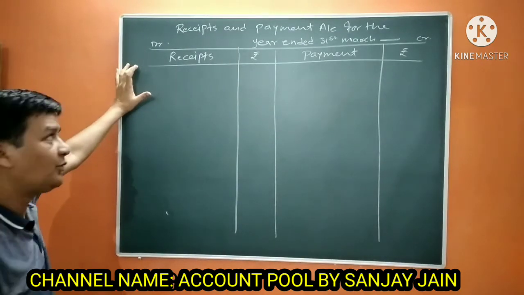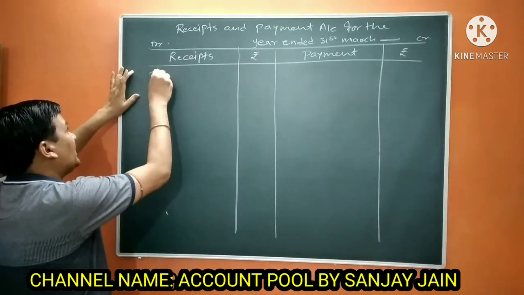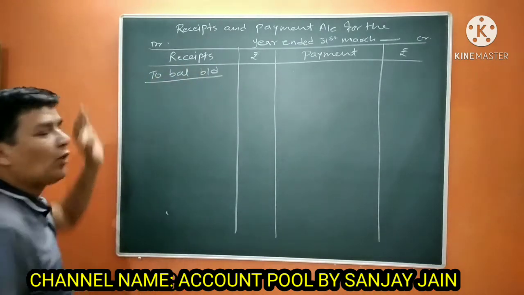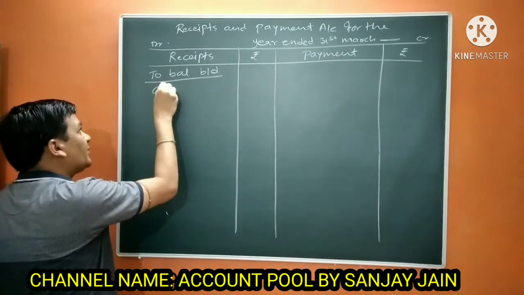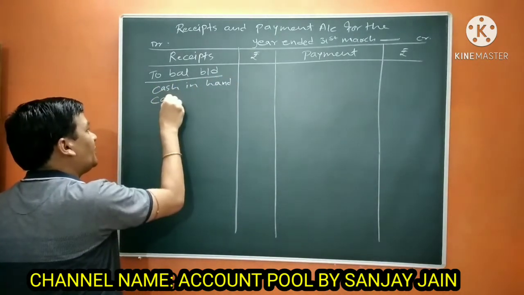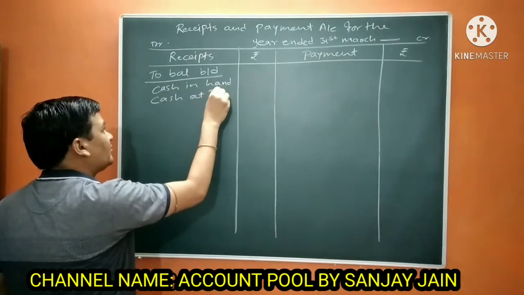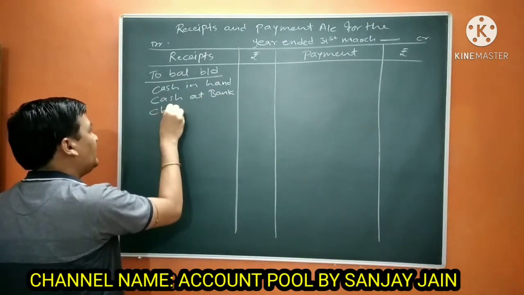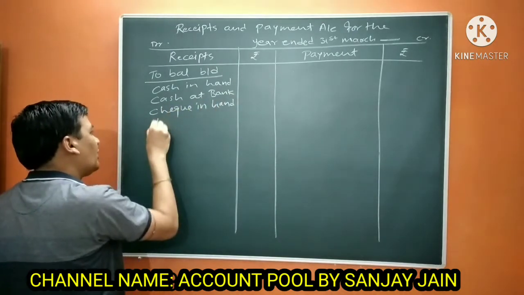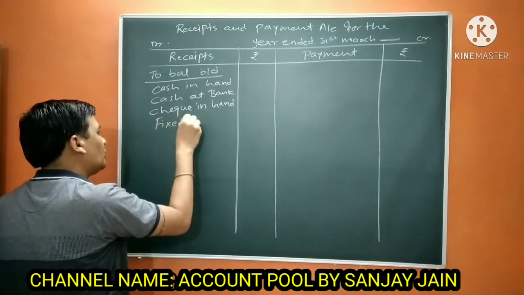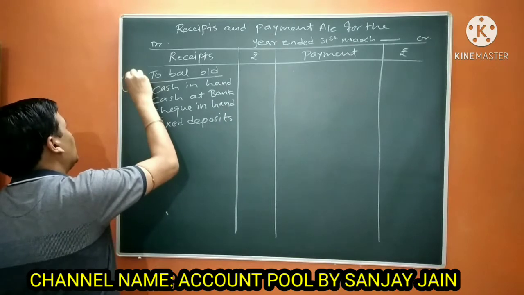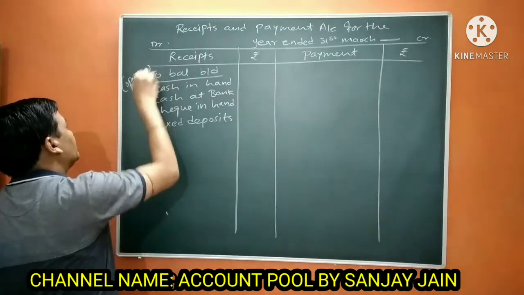It is a summary of the cash book, and you know, in the cash book we have balances. So we have here the opening balances. This is our opening balance. It includes cash in hand, cash in bank, it may have cheque in hand, and it may also have fixed deposits. So these are the opening balances. This is your opening balance.